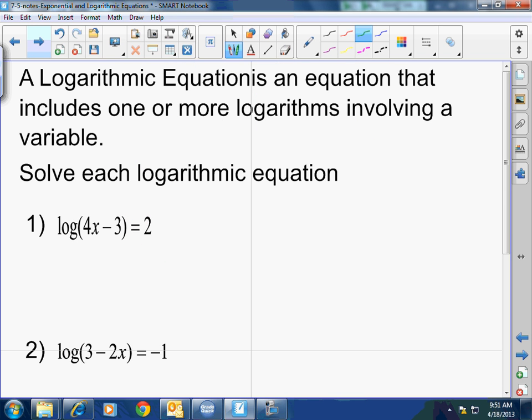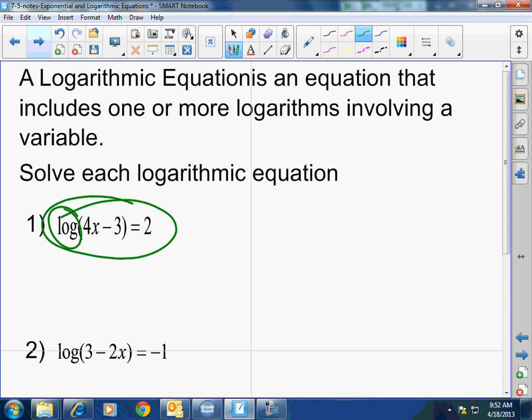Now a logarithmic equation, guys. All right, now we're going to do the log equations. A logarithmic equation is an equation that includes one or more logarithms involving a variable. So I want you to solve each logarithmic equation here. When we're solving logarithmic equations, it's, I think, easier, in my opinion. If I were to tell you to graph this, wouldn't we have to turn this into an exponential? Because that's how we can start finding values, correct? Same exact concept here. Let's turn this from a log equation into an exponential.